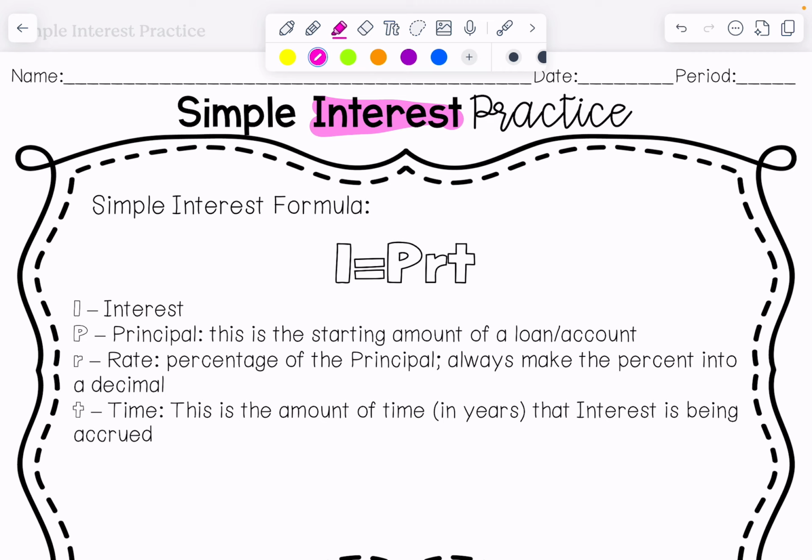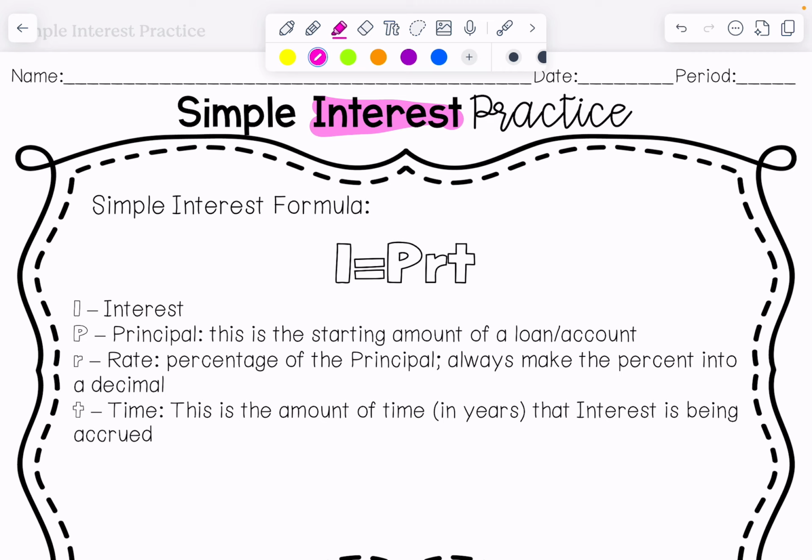Interest can also be something that you earn on something like a savings account. That would be the same idea. If I have some money in a savings account, maybe the bank's going to pay me a certain percentage of that amount for keeping my money in that bank account.